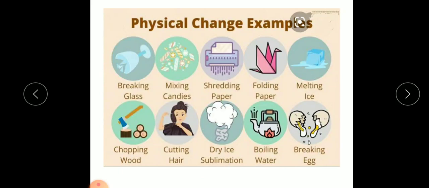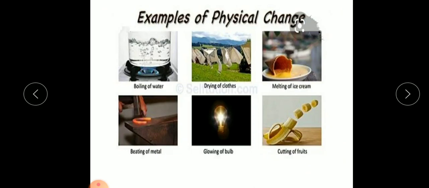So these are more examples: breaking glass, mixing candies, shredding paper, folding paper, melting ice, chopping wood, cutting hair, dry ice sublimation, boiling water, and breaking an egg. All these are examples of physical change. More examples: boiling of water, drying of clothes, melting of ice cream, beating of metal, glowing of wool, cutting of fruits. All these are examples of physical change.